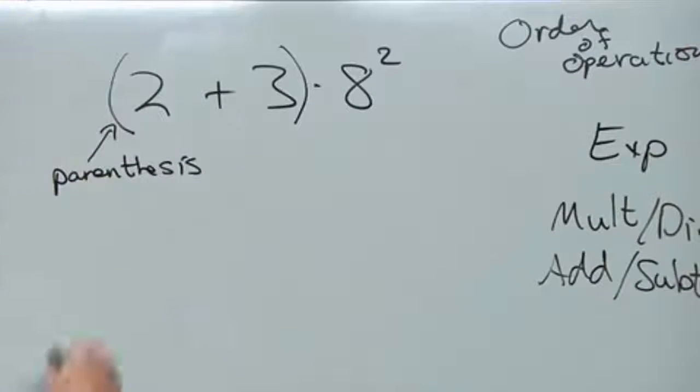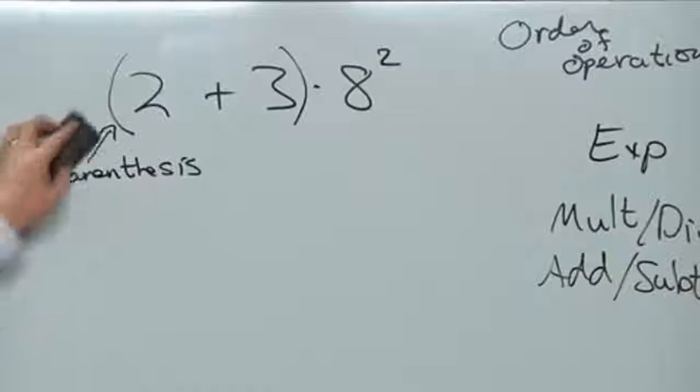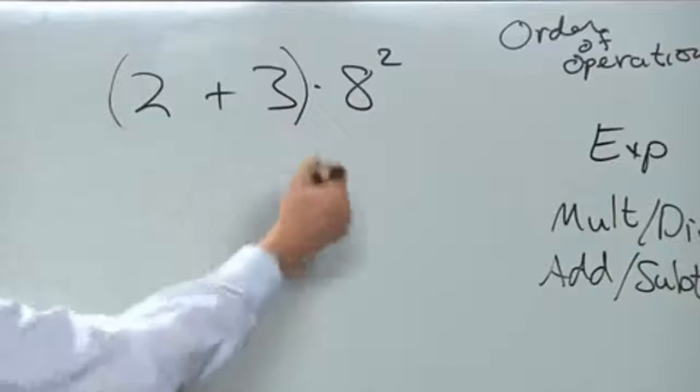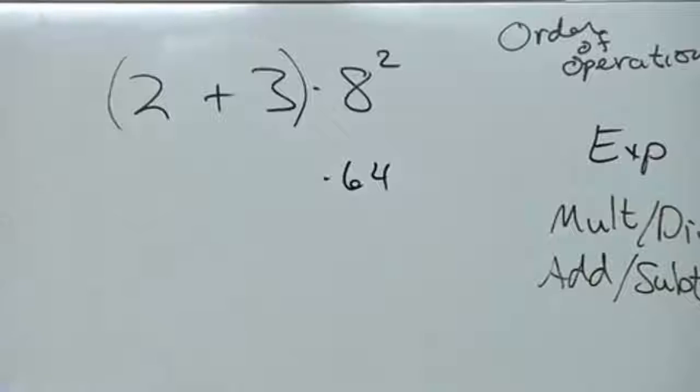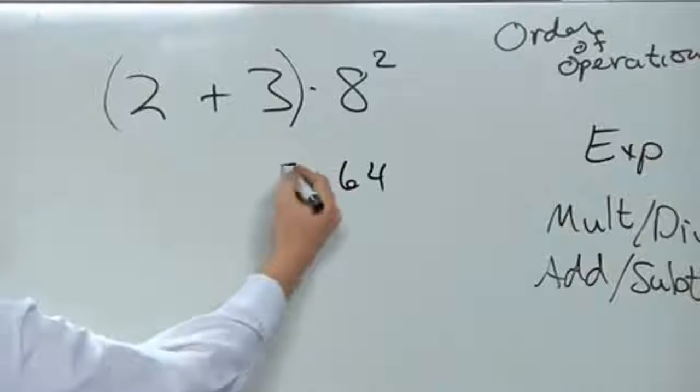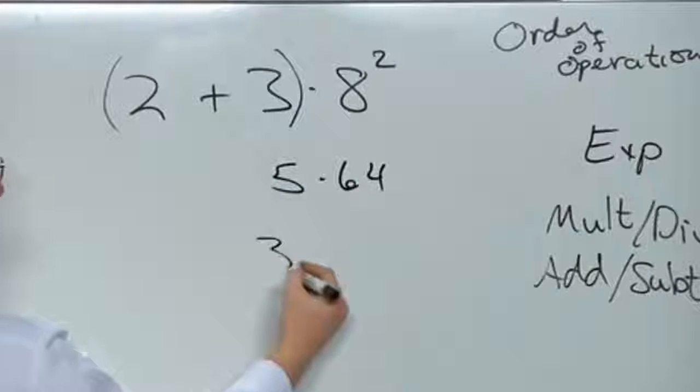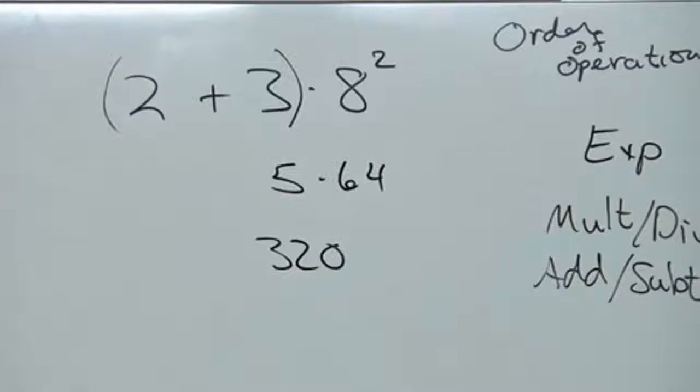And if I put those in there, I've just grouped those together and said, hey, those are one number. So then you would definitely say, all right, so this is still 64 over here. And this is now 5. 5 times 64, and we get 320.